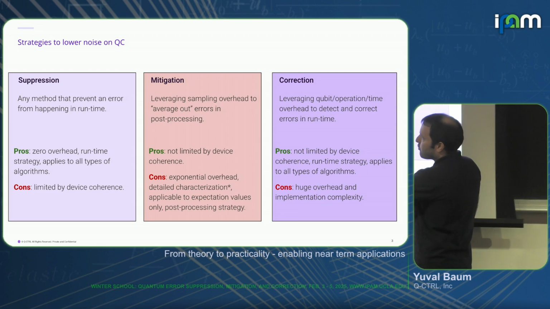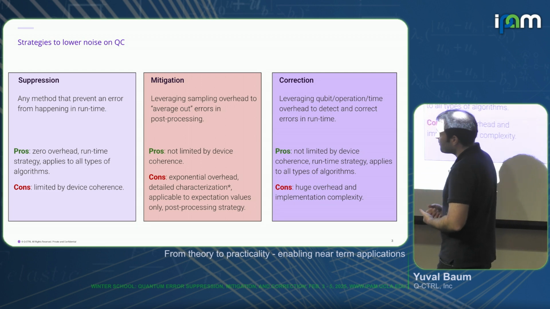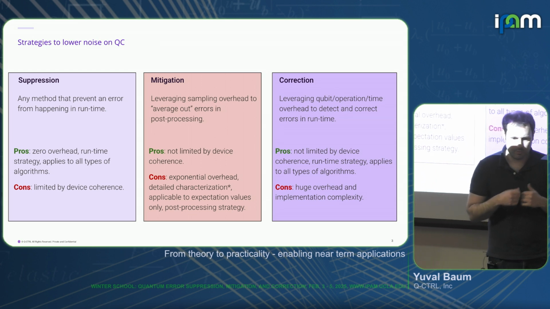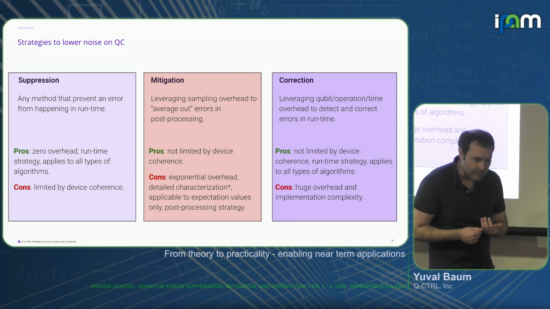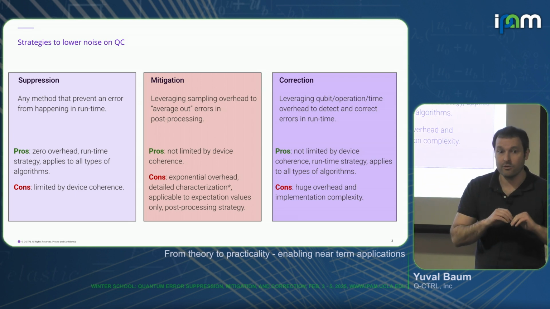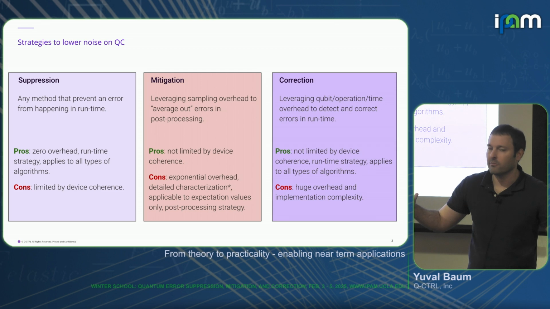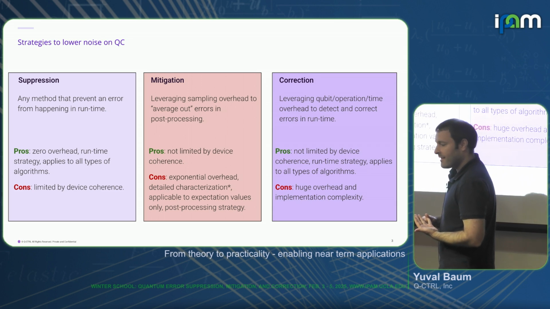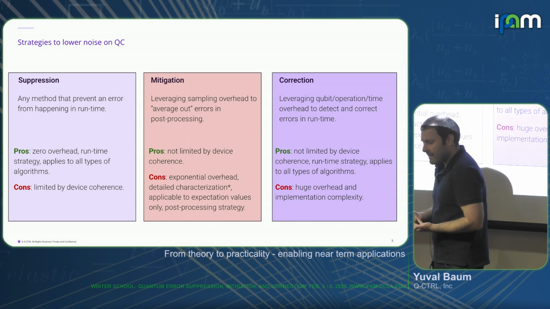Now, of course, one of the pros of this method is that it's zero overhead. You don't want to include qubit overhead or runtime overhead. You just want to make the execution as faithful as possible. Another advantage is that it's a runtime method, which means that you can use it for any algorithm, right?